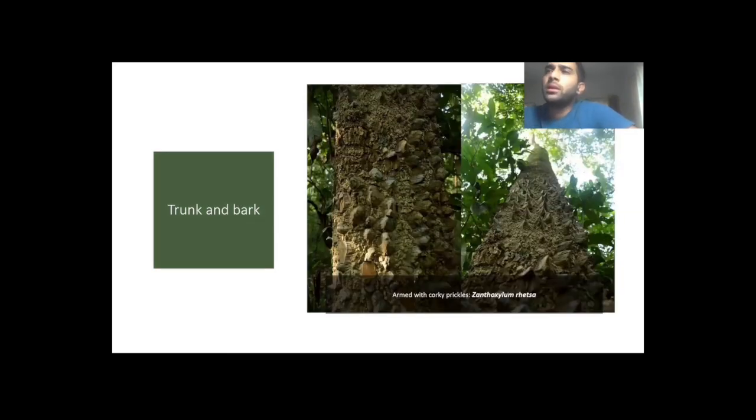Sometimes you can have arms like these thorns on the tree. If you see something like this, there's a good chance it is this species, Xanthoxylum retsa. But what's interesting is you can see these thorns are actually just on the surface. They actually break over here a little bit, and they're made of a dense, corky sort of material. It's not very hard.